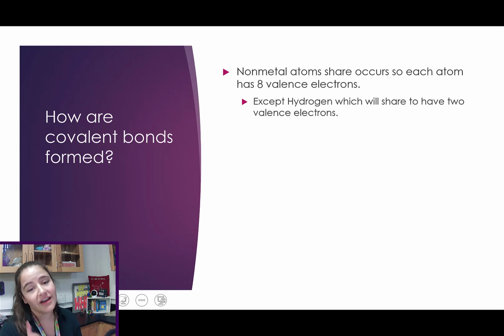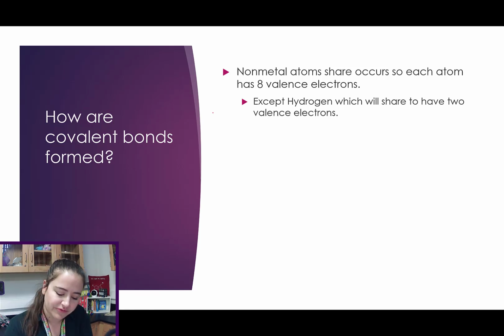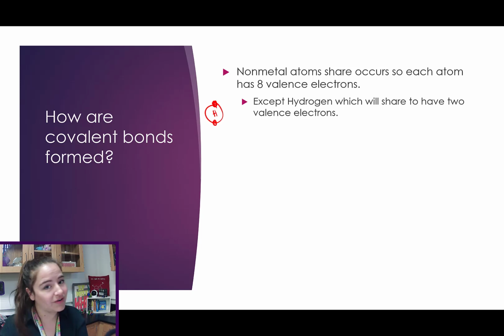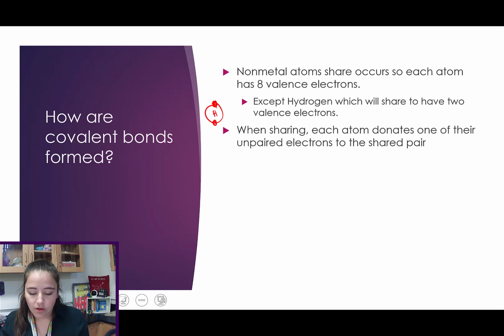Except for hydrogen, hydrogen will only ever have 2 valence electrons, which makes sense because if we remember, hydrogen just has one energy level that can only fit 2 electrons. Now, when sharing, each atom will donate one of its unpaired electrons to create the shared pair.